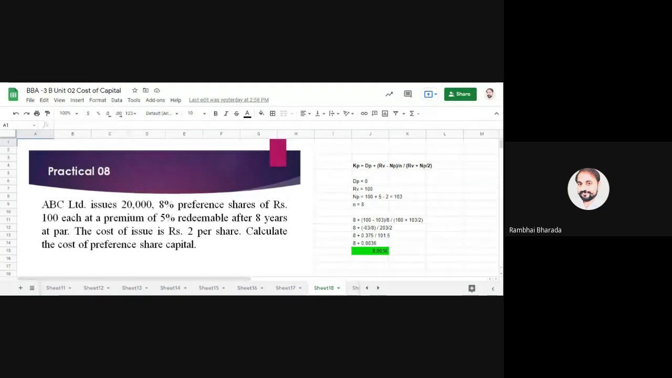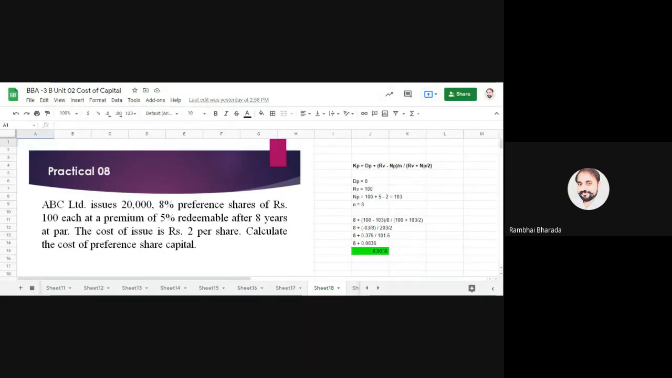NPAR means no premium, no discount. It's like a BEP, break even point: no profit, no loss. Are we clear about the preferences? If the redeemable word is there, we need to apply this formula. If nothing is given, only preferences is there, we need to apply the previous formula. Kp is equal to Dp divided by Np.